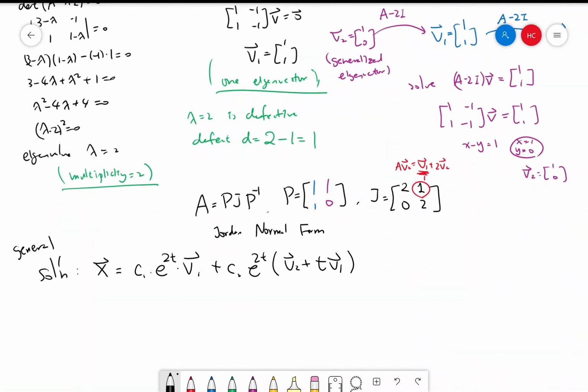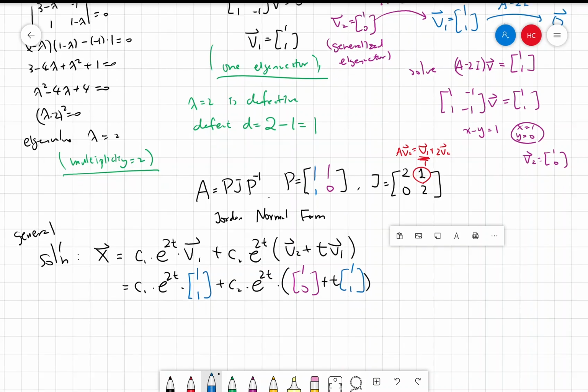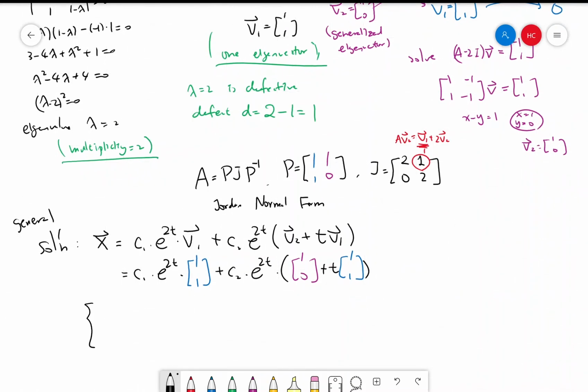If you really want to write it out, this is equal to c1 times e to the 2t times v1, which is (1, 1), plus c2 e to the 2t times (v2, which is (1, 0), plus t v1, where v1 is (1, 1)). So the final solution is x1 equals c1 e to the 2t plus c2 e to the 2t times (1 plus t), and x2 equals c1 e to the 2t plus c2 e to the 2t times t. This is the general solution in scalar form.